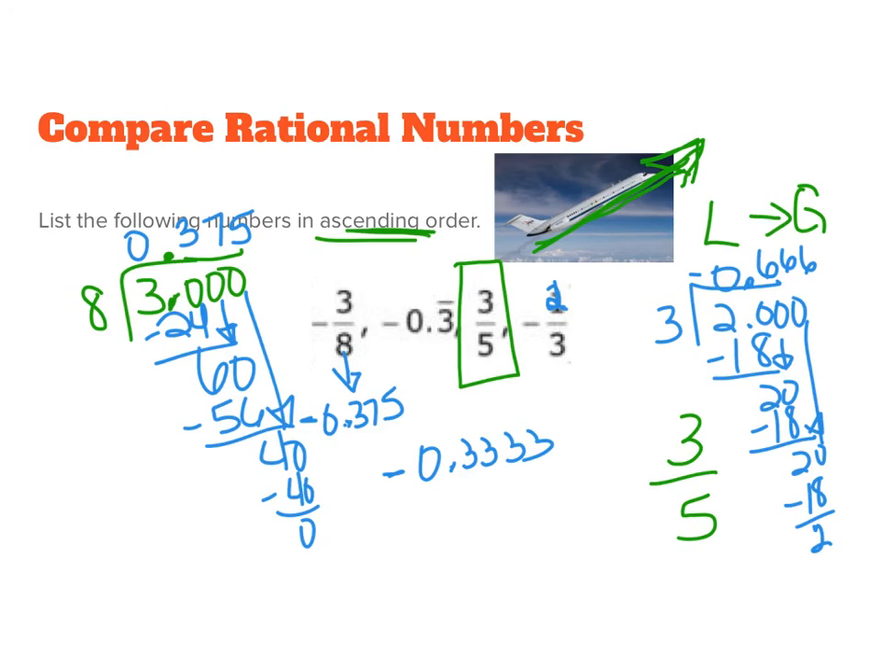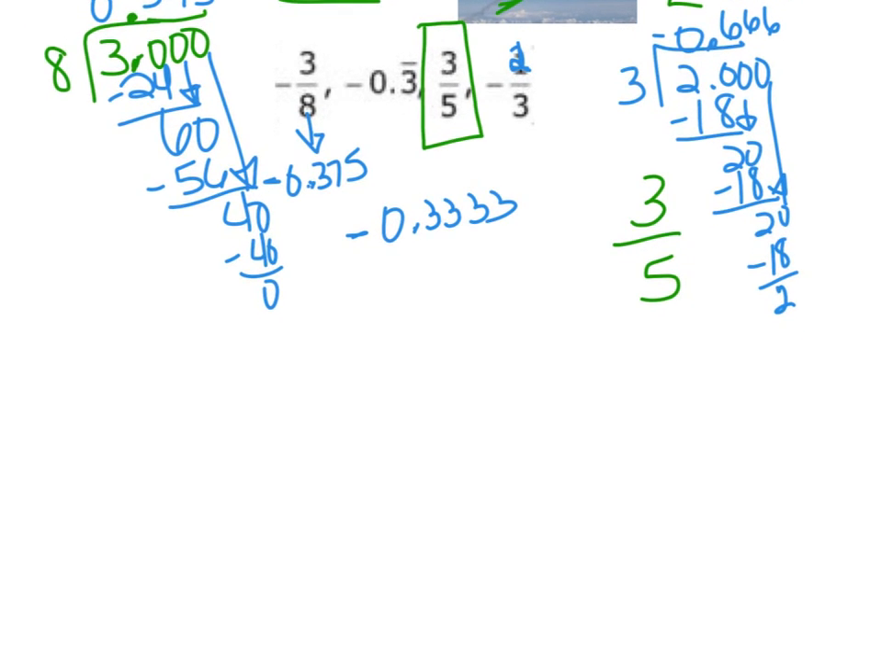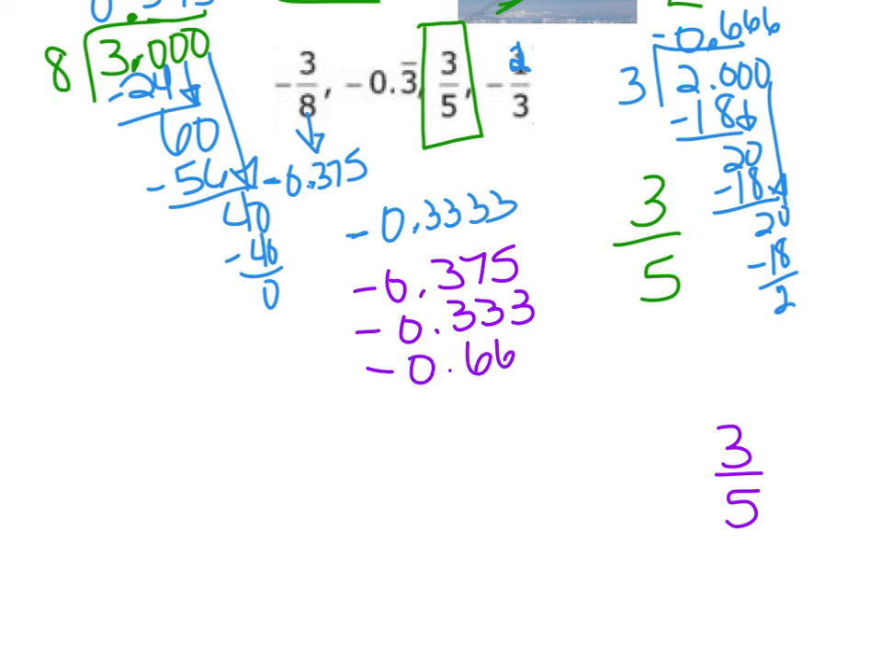So I'm going to move this up. So I know 3/5 is at the end. So I'm comparing negative 0.375, negative 0.333, and negative 0.666, because that's the 2/3.